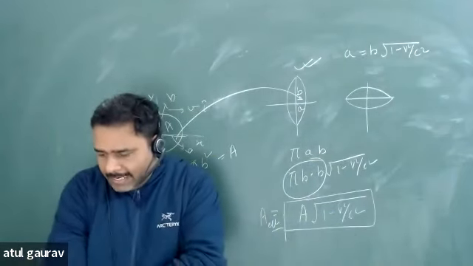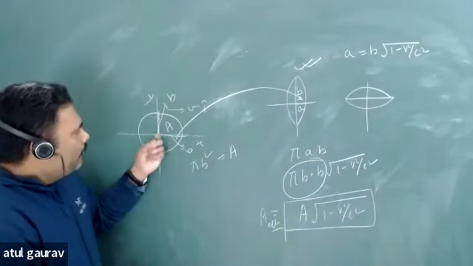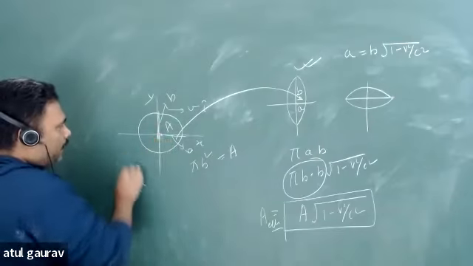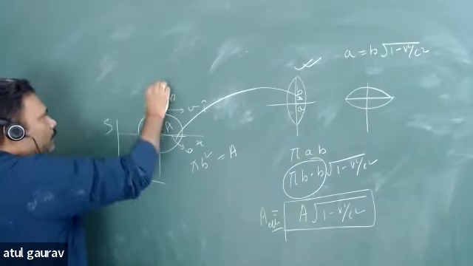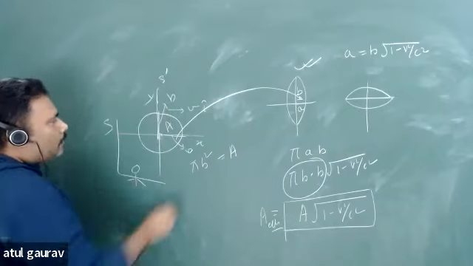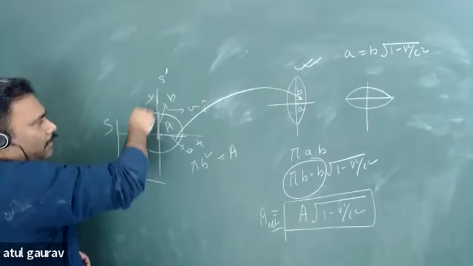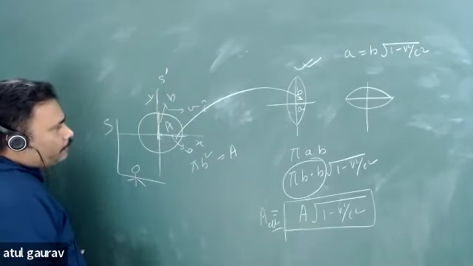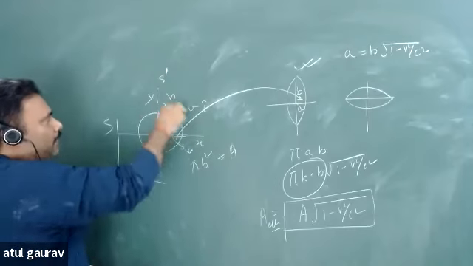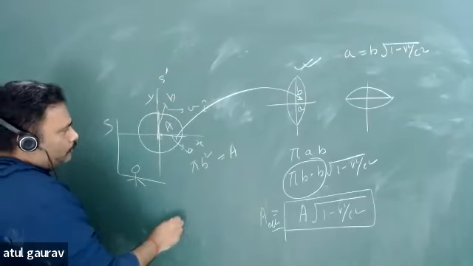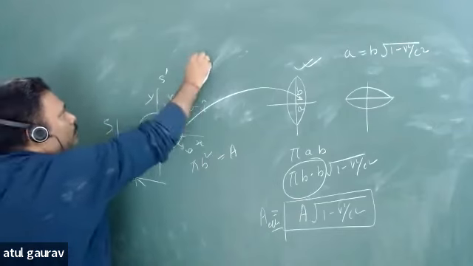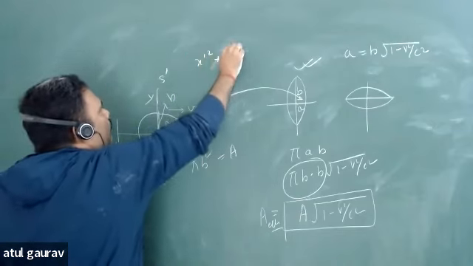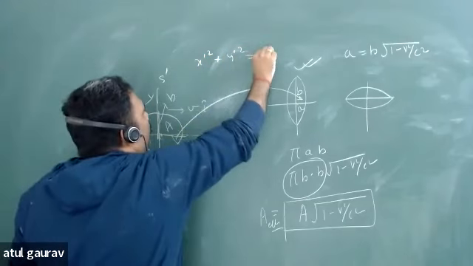Now my question is that if the equation of this one, so I can assume this is my S frame, this is my S dash frame. So what will be the equation of this circle? What will be the equation of this circle? X dash square plus y dash square is equal to b square. X dash square plus y dash square is equal to what? B square.